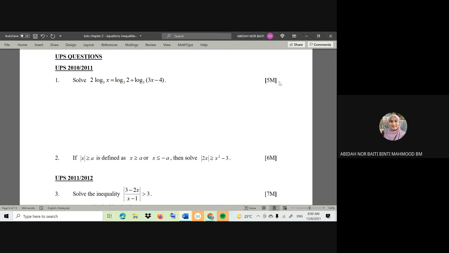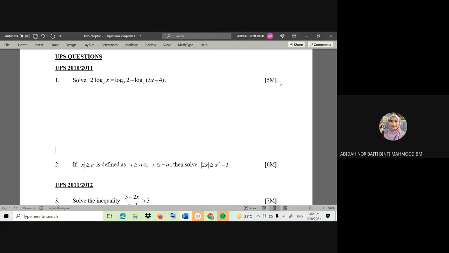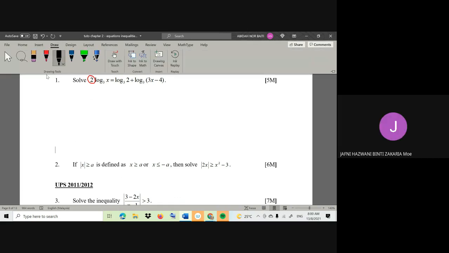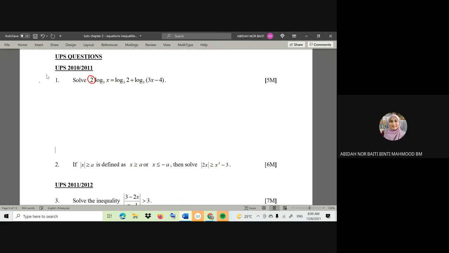So what law can we use here? At your left side, we can use law number 3, right? And at your right side, we can use law number 1. Okay, so we apply law of log. So we get log x power 2 base 3 equals to, this is law number 3. At your right side, we apply law number 1. So plus become times, so 2 times log 3x minus 4 base 3.